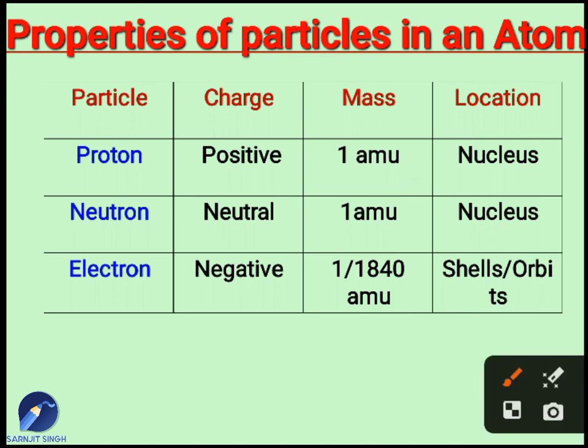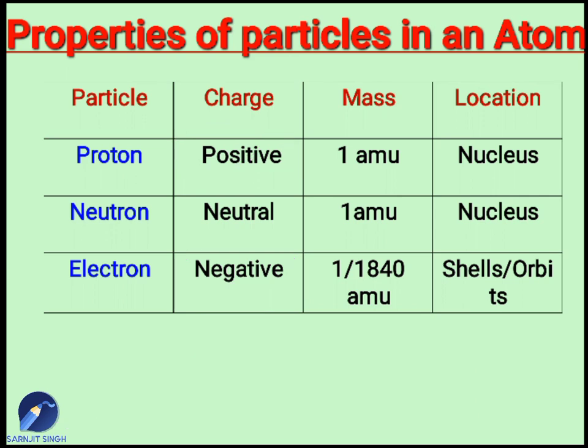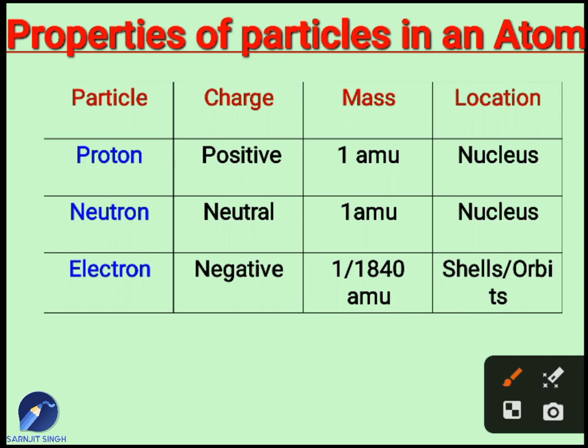Next, the electron. An electron carries a negative charge. That is why in a neutral atom, the number of protons and the number of electrons are equal to each other. A positive charge is equal to a negative charge, so they cancel each other, and the atom as a whole is neutral in nature. So that is the charge.